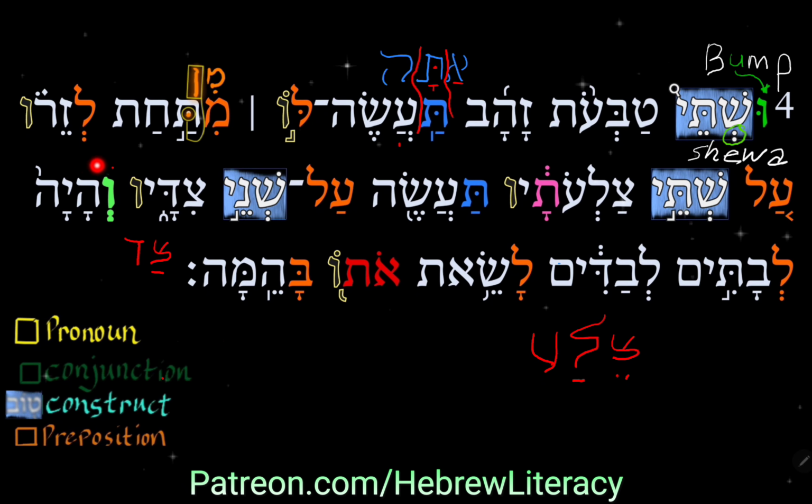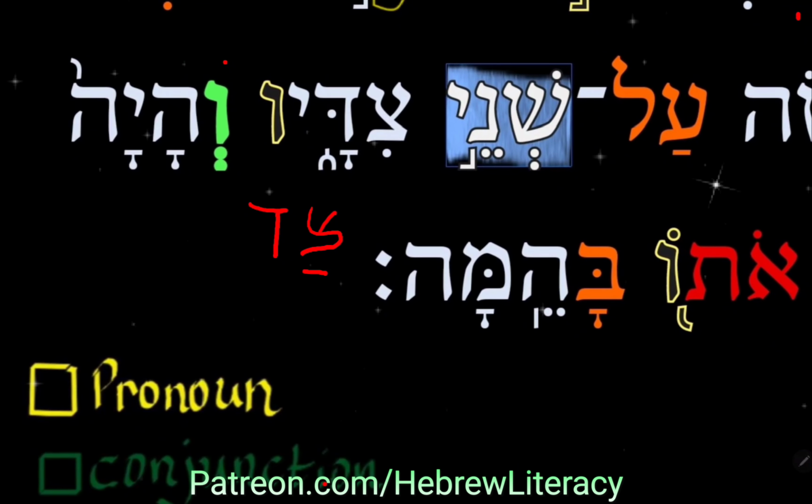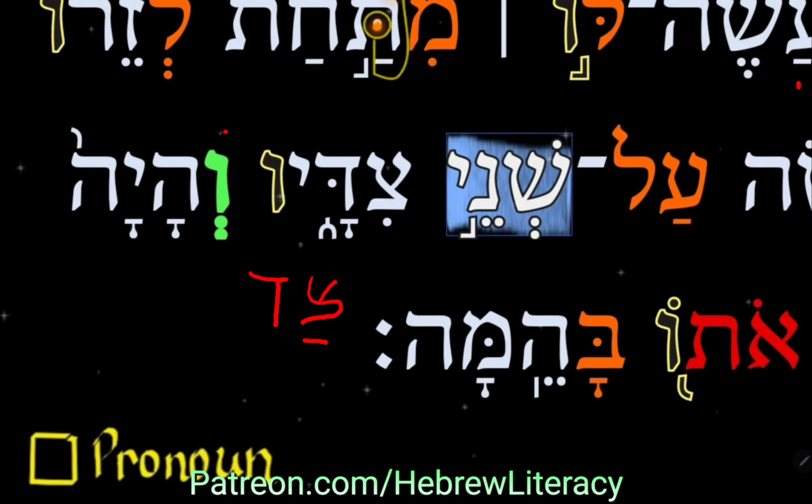Vehaya. So haya we know. Hey, yod, hey. Haya is to be, or it was, he was. Vehaya, and he will be, or and it will be.